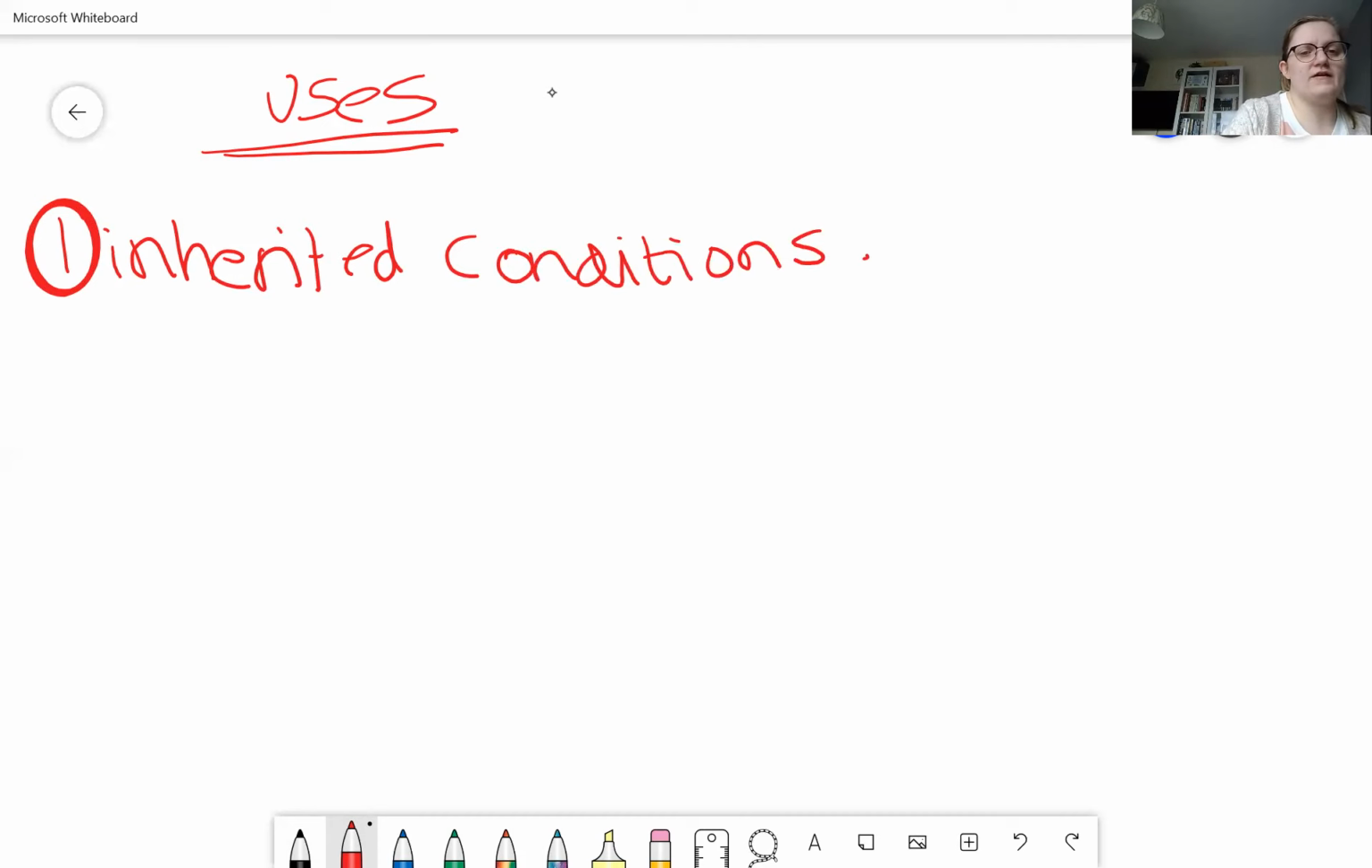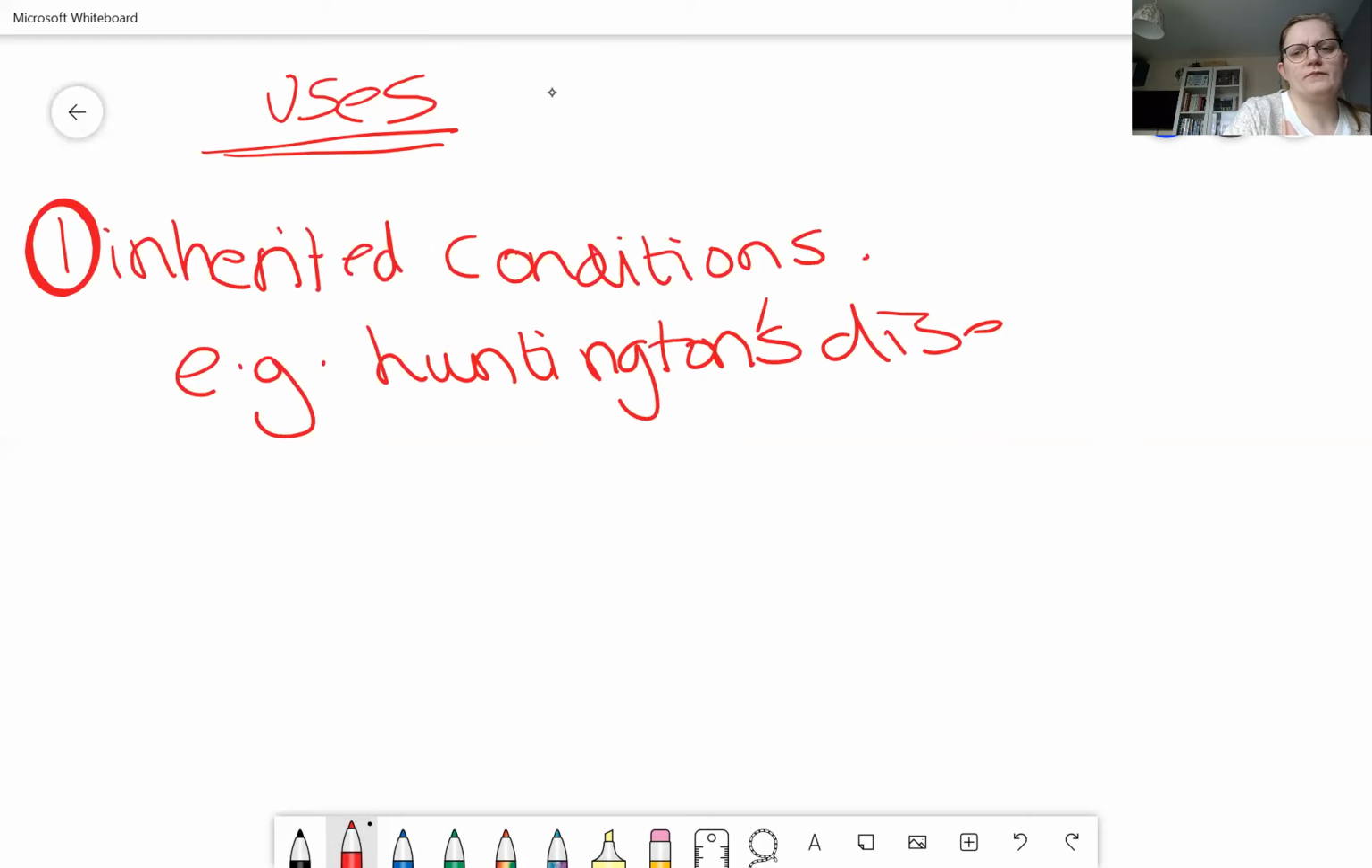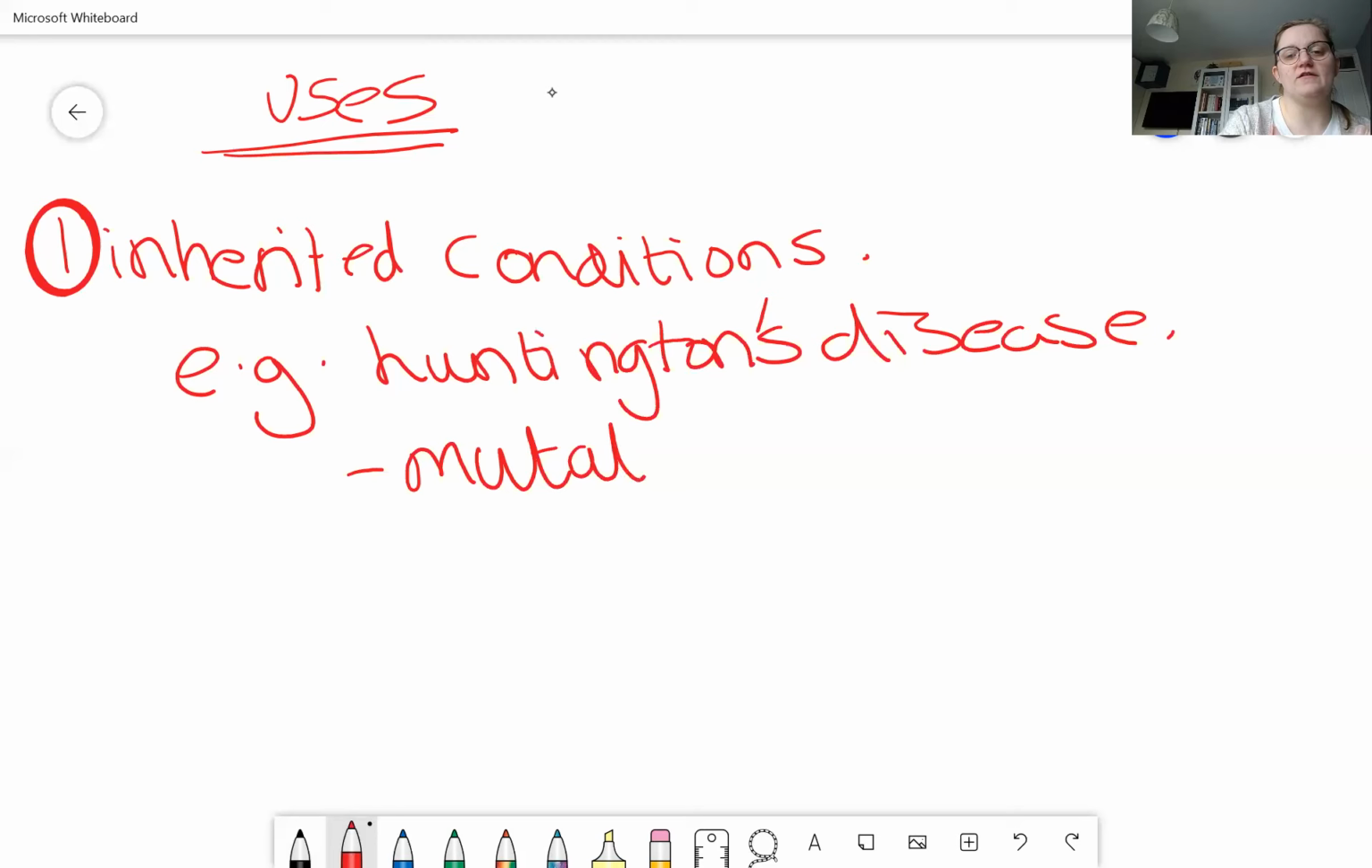So, for example, Huntington's disease could be screened for using these microarrays and DNA probes. Huntington's disease is an inherited condition that affects the nervous system, and it doesn't usually start to display symptoms until a person's age between 30 and 50. People with a family history of the disease may be screened for the mutated allele. We can look for that in someone's DNA to find out if they've inherited it.